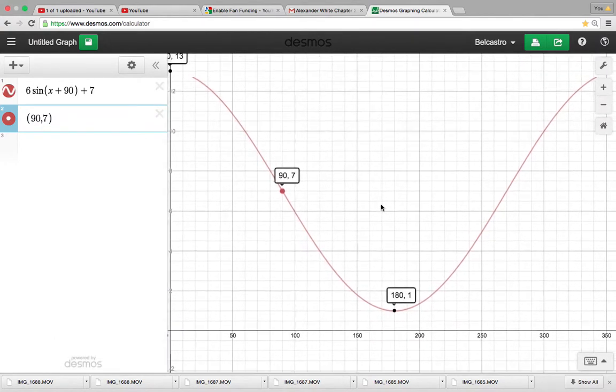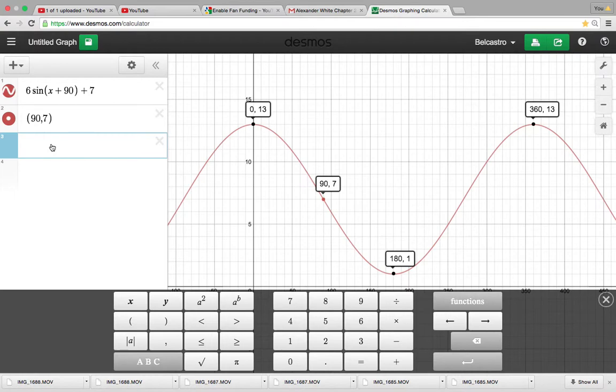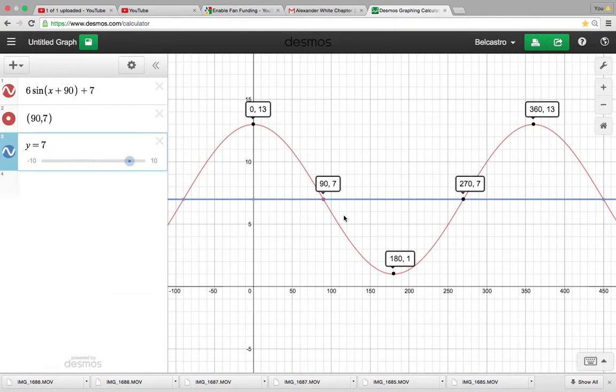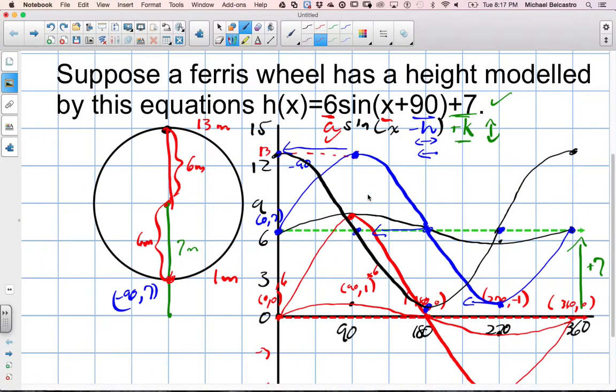Our other minimum value, zoom out a little, is 180 and 1. In the equation of the axis, we also said y was equal to 7. It runs right through the middle. And that's exactly where those major points were, right? So 0, 13. After a 90 degree rotation, we're 7 meters in the air. After 180 degrees, we're 1 meter from the ground. After 270 degrees, we're 7 meters up again, and we end at 13. Somehow we get on and off at the top of this Ferris wheel, which is ridiculous. It's super high, but that's the idea.